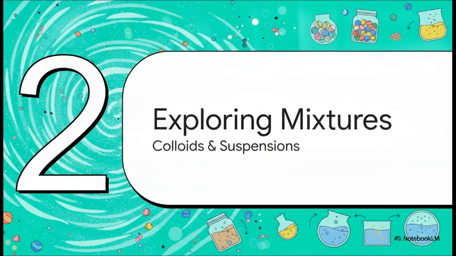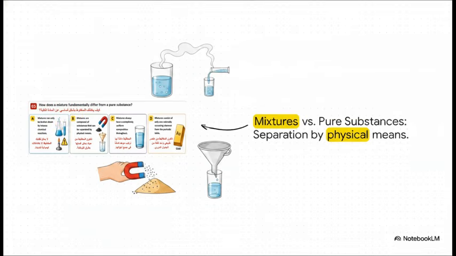Moving right along to Section 2, exploring different mixtures. So, shifting gears away from those intense chemical bonds, let's talk about things that are mixed together but not chemically locked in place. What is the fundamental difference between a mixture and a pure substance? Well, because the ingredients in a mixture aren't chemically bonded together, like our table salt was, you can still pull the original pieces apart using simple physical tricks. You know, things like magnets, filters, or just boiling them.